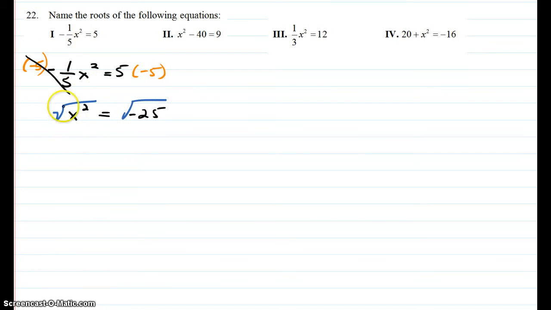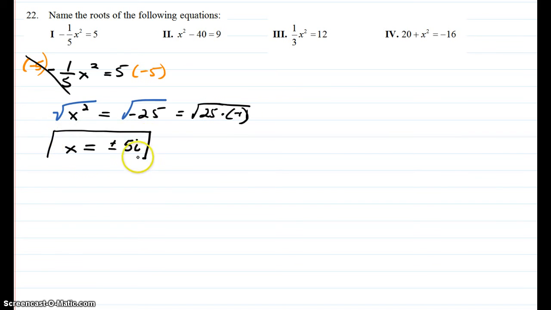And so that gives me x equals, and so when we have the 25, that would be square root of 5 plus or minus, and so now we have the square root of that negative, because this really just breaks down to 25 times negative 1, and the square root of negative 1 is i. So the roots of this equation are plus or minus 5i.